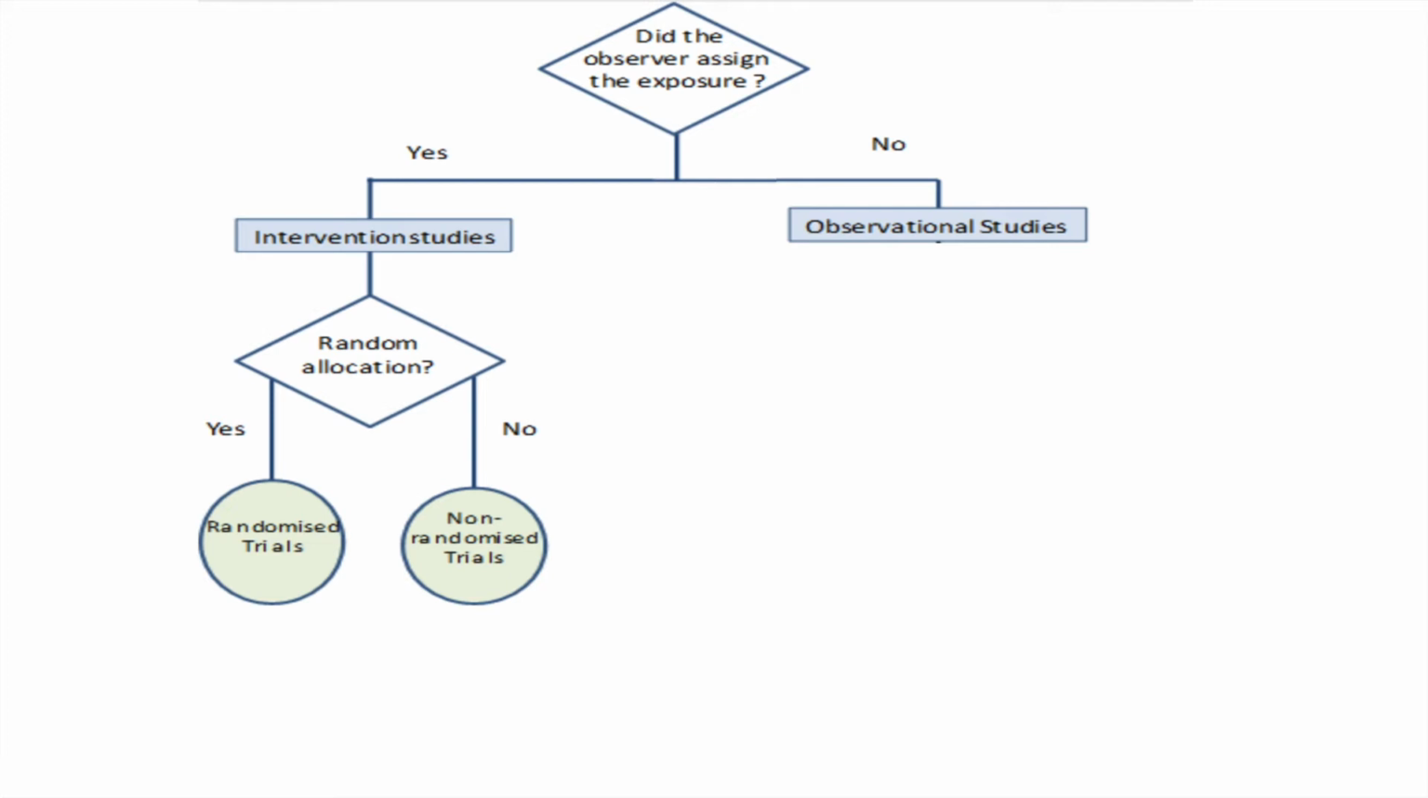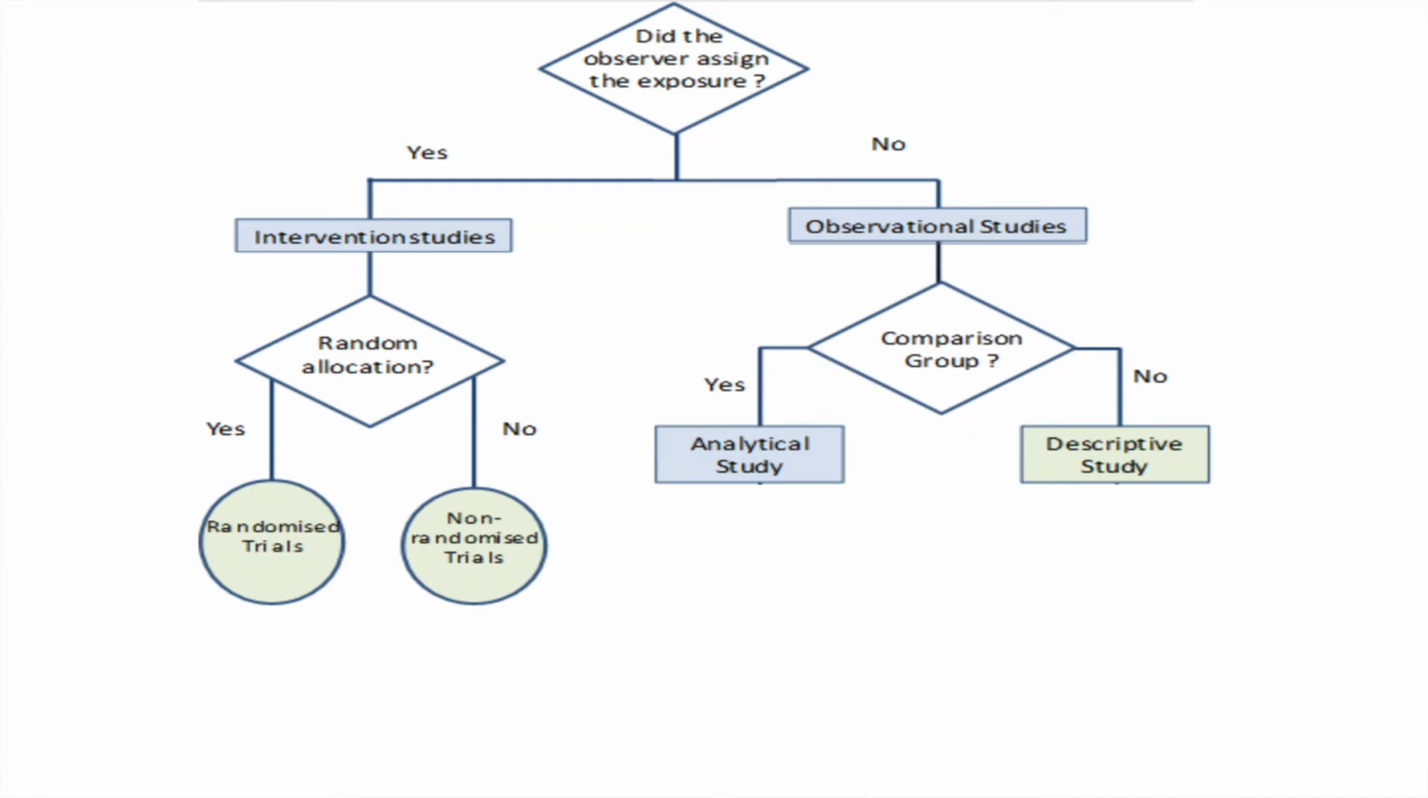It's very simple. For observational studies, we have to know whether there was a comparison group in the study or not. If there was a comparison group in the observational study, then this is an analytical study. So the observer or the researcher is trying to analyze something, right? So this is an analytical study. If there was no comparison group, then this is just an observational descriptive study.